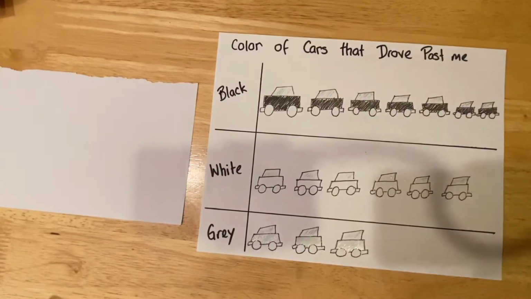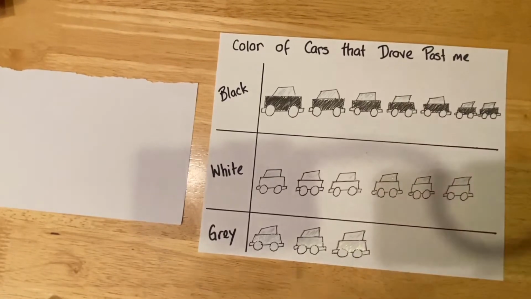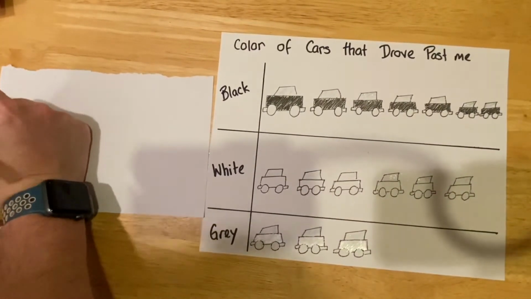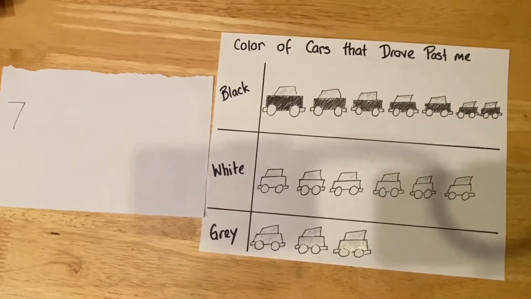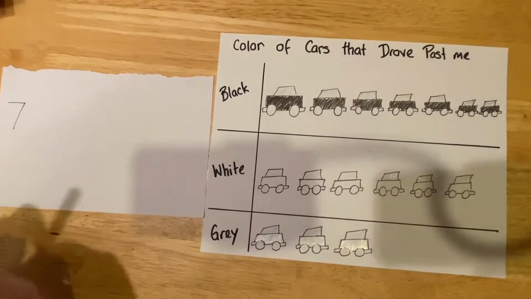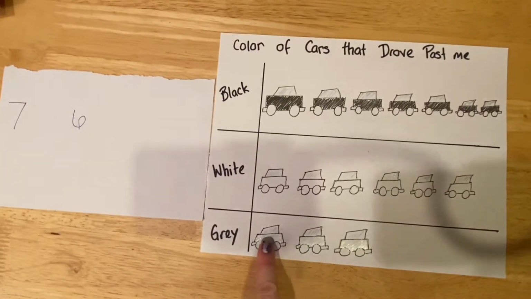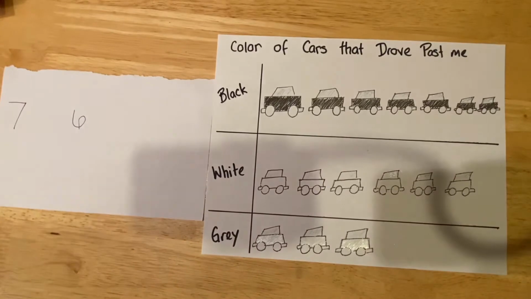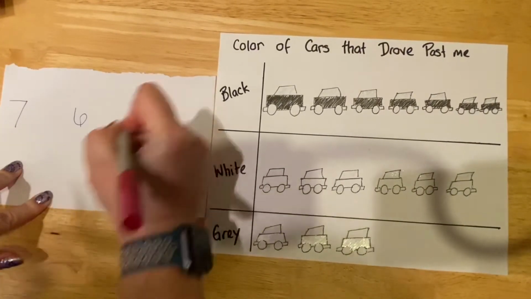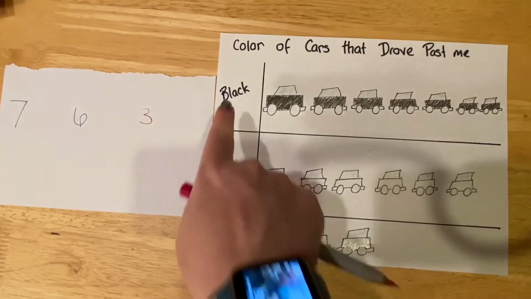Let's start with black. We had 1, 2, 3, 4, 5, 6, 7. Let's write a 7 on our paper. How many white cars were there? 1, 2, 3, 4, 5, 6. Oh, let's write a 6 over here. And gray. How many gray cars were there? 1, 2, 3. Let's write a 3. We have a couple of different ways that we can compare these. So first of all, tell me, which number was the greatest? 7. 7 what? 7 black cars.